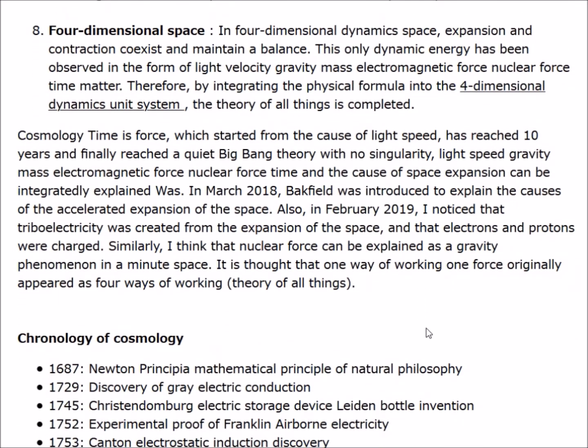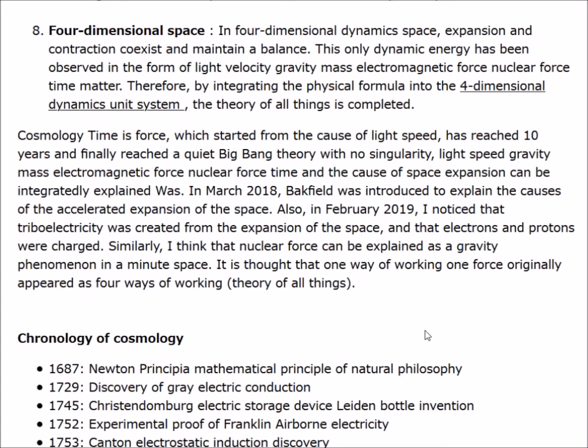Cosmology: time is force, which started from the cause of light speed, has reached 10 years and finally reached a quiet Big Bang theory with no singularity. Light speed, gravity, mass, electromagnetic force, nuclear force, time, and the cause of space expansion can be explained in an integrated way.